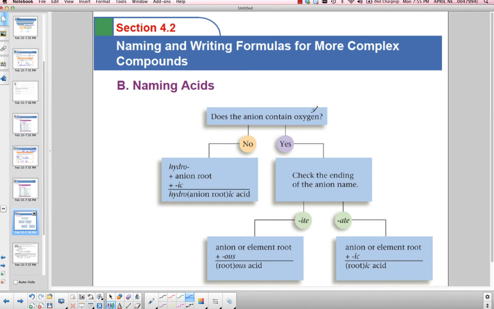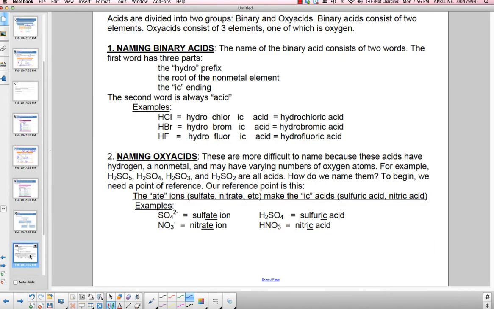So if the anion contains oxygen, you're going to check the ending of that anion name. If it has an ate, it goes to ic, and then add acid at the end. If it has an ite, you're going to put ous at the end, and then have your root, like nitrous acid, okay? If it does not contain oxygen, you're going to start with the prefix hydro, you're going to add the ic, and then you're going to finally put acid. So hopefully that little diagram there will help you.